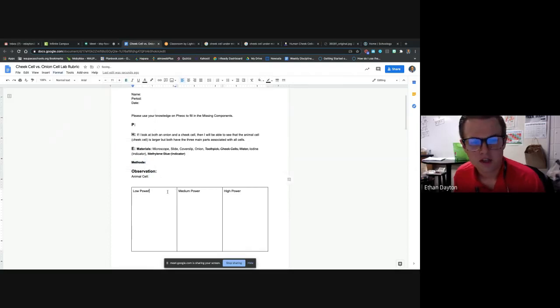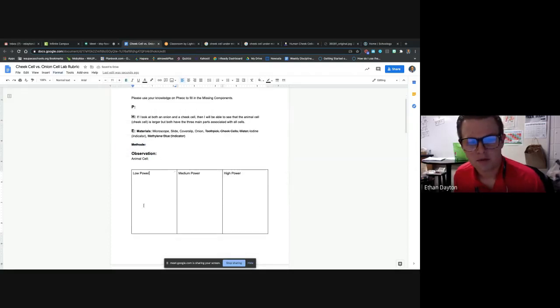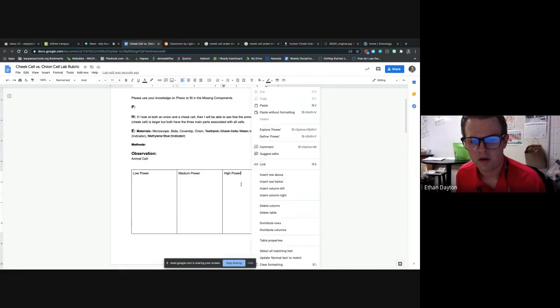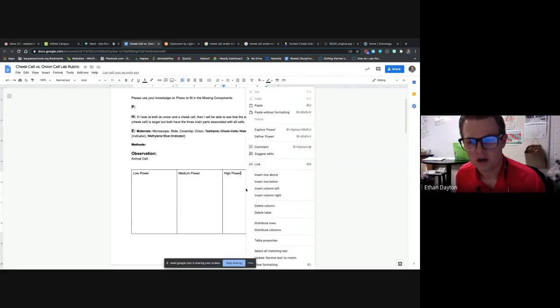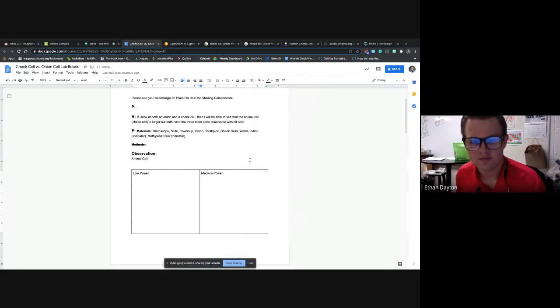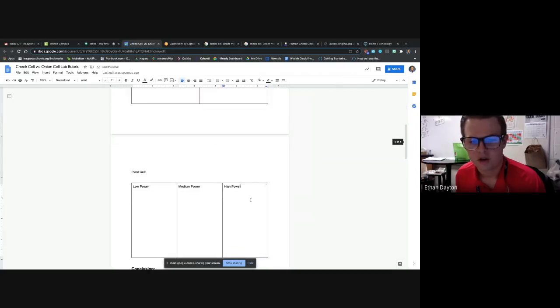Observation. You should have on a separate piece of paper the cheek cell drawn here and the cheek cell drawn here. We are not doing high power, so I would just delete this column. There you go. And then I would do it on this one.